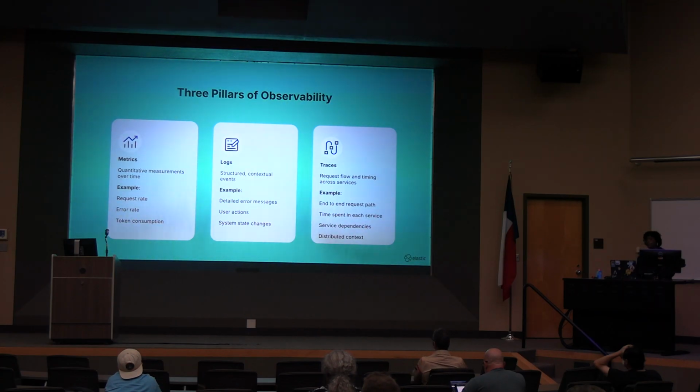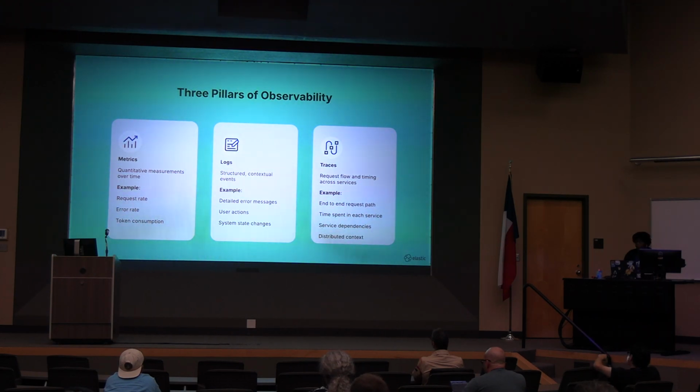Next are logs. I like to call logs the backbone of observability, because that's kind of where we all start. That's where all of our data kind of lives. But these are structured logs. They have contextual events. They're not just random text screens. They have events with context and metadata. Examples are detailed error messages, user actions, and system state changes.